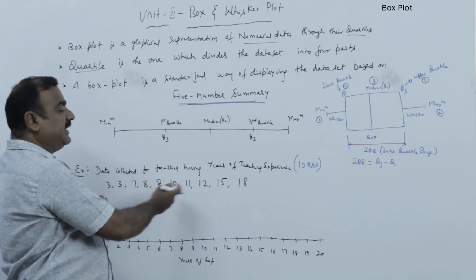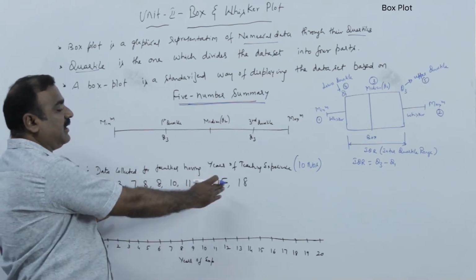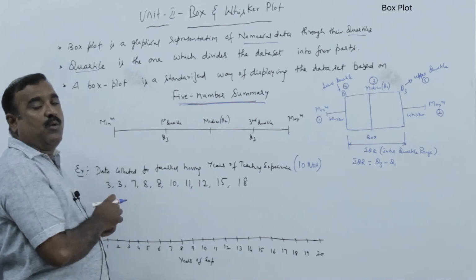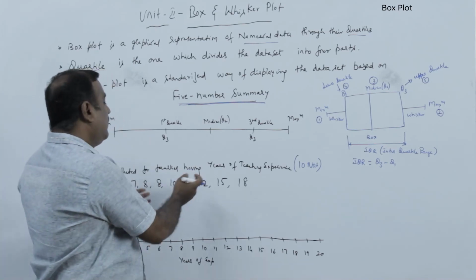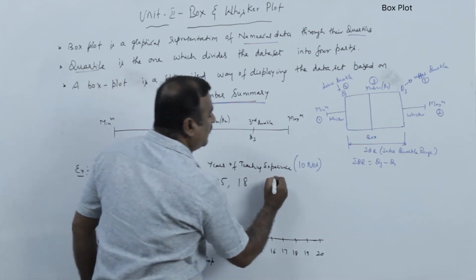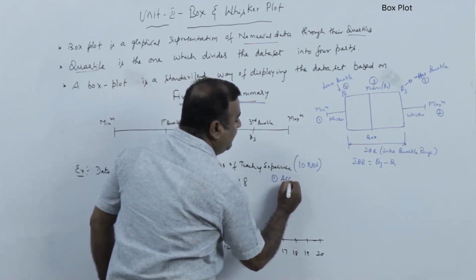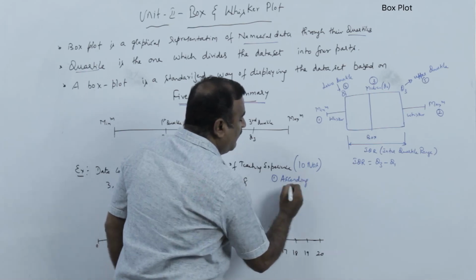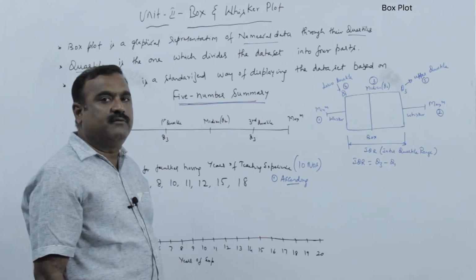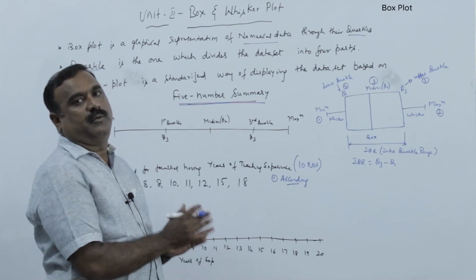Already we have arranged it in ascending order, from the lowest to the maximum. If it is not given that way and it is unorganized data, then the first step is that you have to convert that data into ascending or descending order.